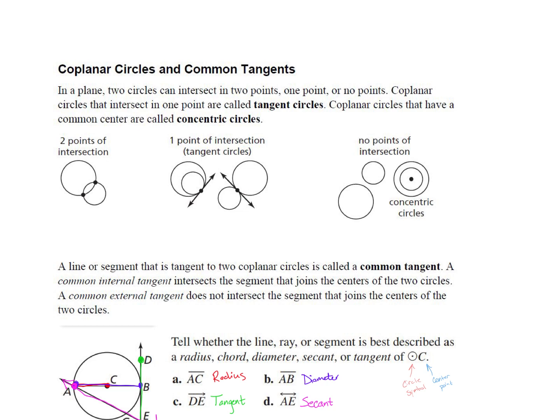Not that one for a snowman, not that one. Okay? Now the next one is one point of intersection, which is called tangent circles, meaning they just intersect and touch at one point. You can have either one circle inside a circle touching, or two of them just butted up against each other.